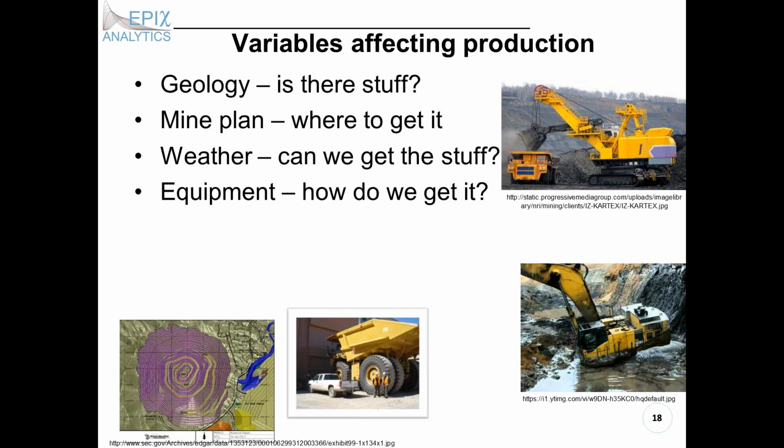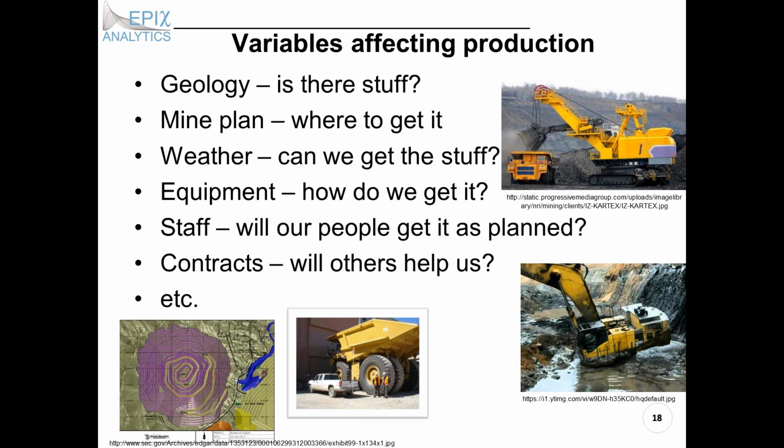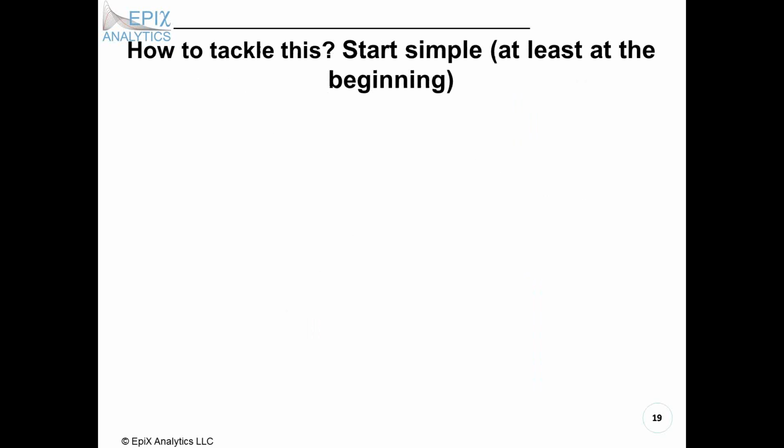So these are very, very large machines, and there are multiple machines moving around the mine, moving material, and so on. And of course, we have the other issues like staff and contracts. So will we have staff and people that will get the stuff we need as planned, and will others, say all the contracting around the mine, be able to help us? So that's just a list of some things, just to point out the complexity that comes into what is produced in a mine.